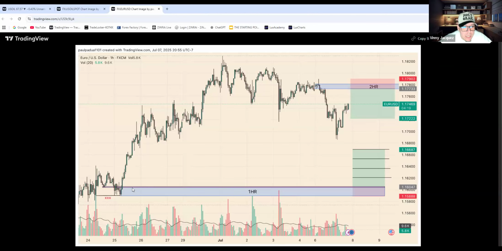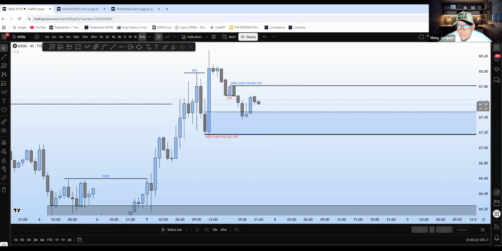Euro, I'm liking buys down here as well, possibly even a little bit lower. It all depends. EUR USD.